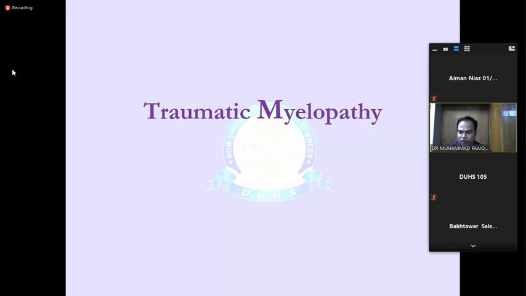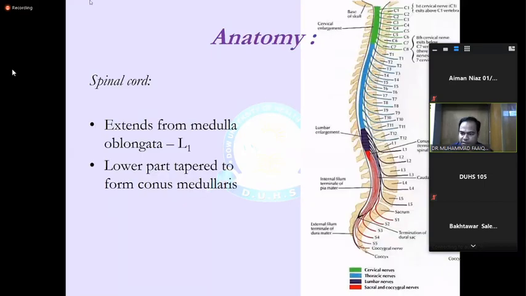So you people already know that the spinal cord extends from foramen magnum up to L1. It is divided into cervical, dorsal, lumbar, and sacral segments. And after the L1 vertebra, there is a bundle of nerves in the lumbar spine. It's called the cauda equina. This is the information you people already know.